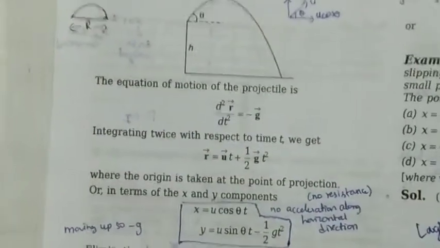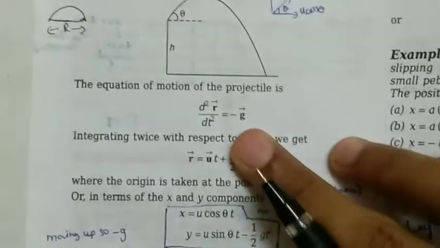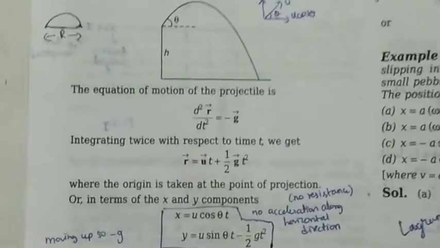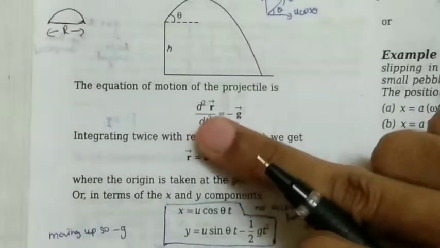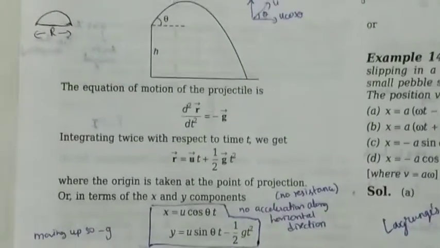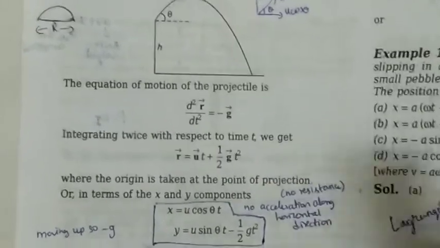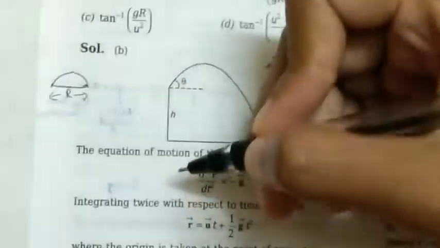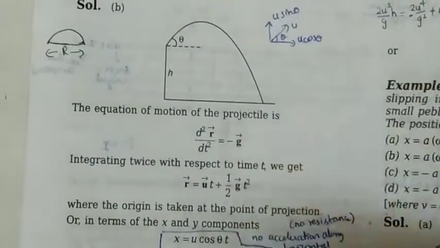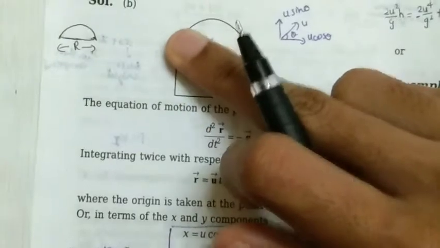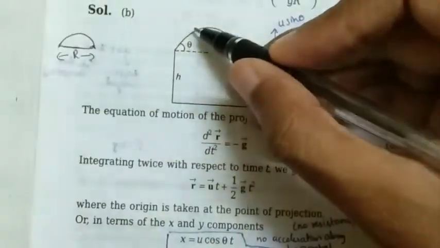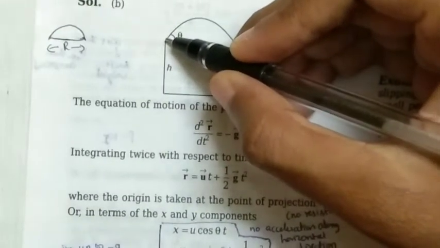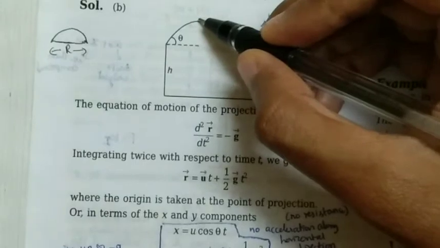Now the next thing is the equation of motion of the projectile. That is acceleration, d square r by dt square. Dr by dt is the rate of change of the position vector, which is nothing but velocity, and d square r by dt square is nothing but the acceleration acting on that ball. As the ball is thrown up, it is moving in the upward direction against the Earth's gravity, hence minus g. That means it decelerates initially, its velocity goes on decreasing, and finally it reaches zero.